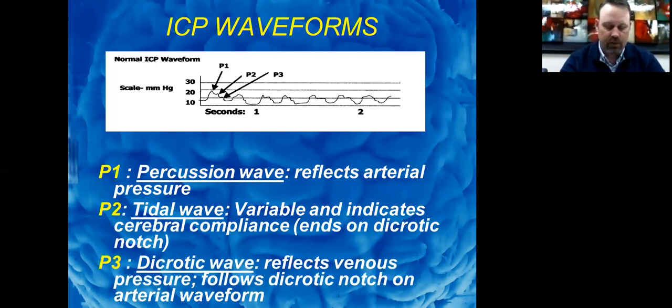If P2 is higher than P1, intracranial hypertension is occurring with decreased compliance. So P2 higher than P1. If you look on there, this one's sitting about 18 millimeters of mercury. And if P2 was at 20, that would be higher than P1, and you have intracranial hypertension, okay?